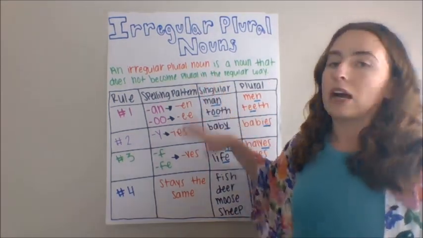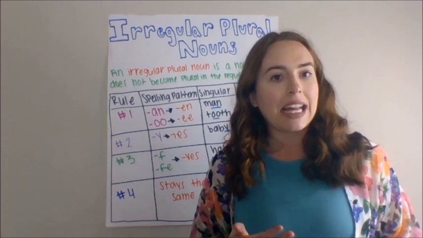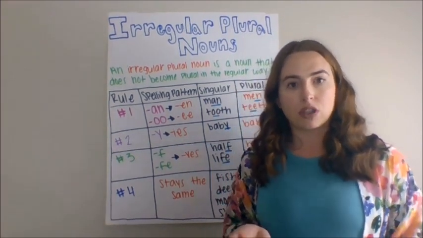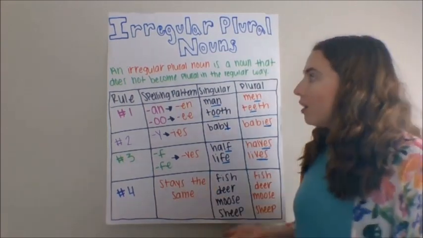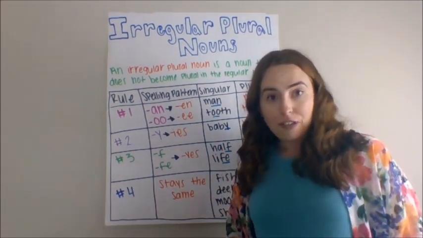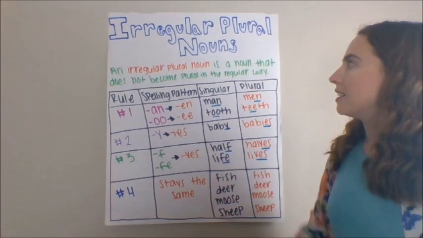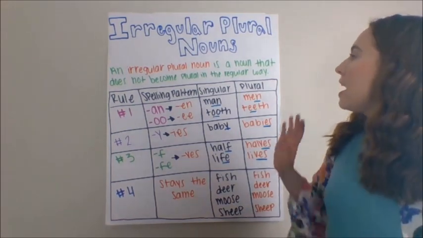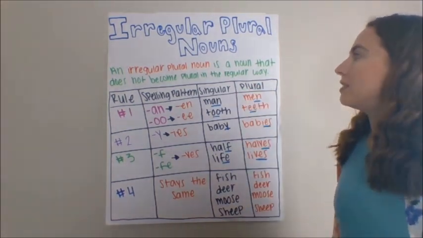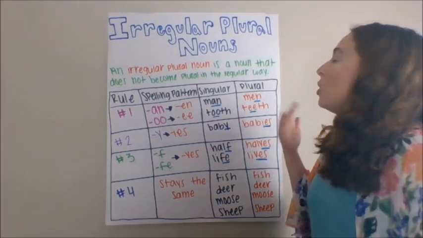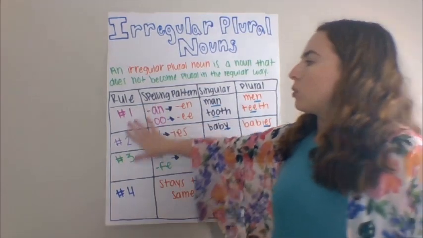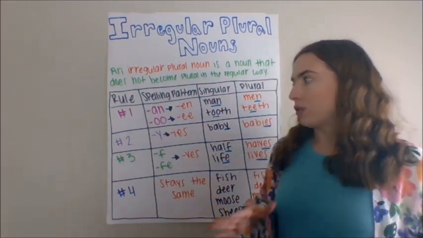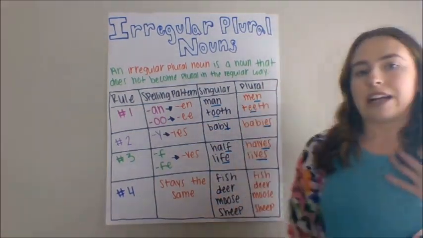And to make a noun plural, usually you would add s or es at the end of a word. However, not all words follow that rule. So when a word does not follow that rule, then it is considered an irregular plural noun. That is a noun that does not become plural in the regular way, which is adding s or es at the end. So we're just going to go over a few of the rules of irregular plural nouns.